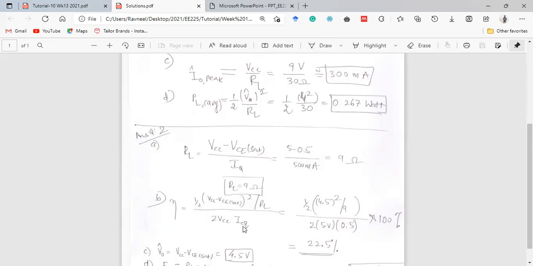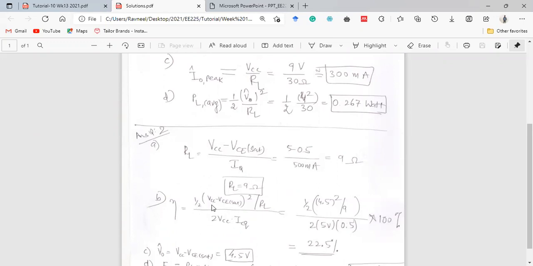The input power is basically from the emitter and the collector. Since we are supplying power to both the collector and the emitter, there are two transistors in a class A amplifier, so both transistors will be contributing power. In that particular case, it becomes 2 times VCC times bias current. VCC times IQ gives us the power, but there are two transistors contributing power, so it becomes 2 VCC times IQ. So this is the efficiency formula.